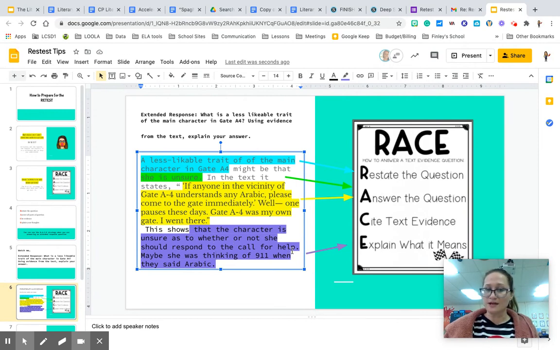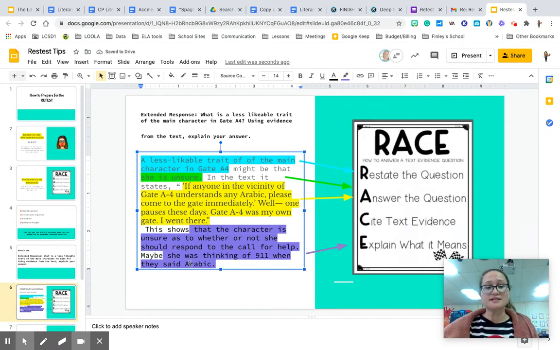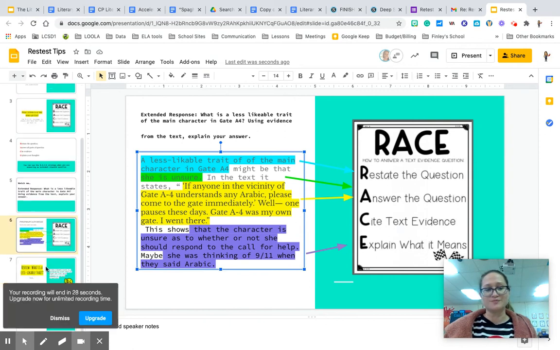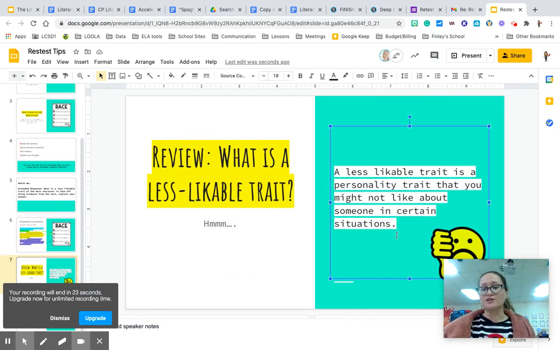All right? And you might want to be able to stretch a little bit more to get that 5-sentence quota. I love this word because you can do a lot of theories with this word. Maybe she is thinking of 9/11 when they said Arabic, right? So there's an example of me stretching my explanation of why the evidence proves she's unsure. All right. Just to review, guys, less likable traits refer to personality traits that you might not like about someone in certain situations. Competitiveness can be good when you're running, not so good when it's family game night. So think about that with your character.